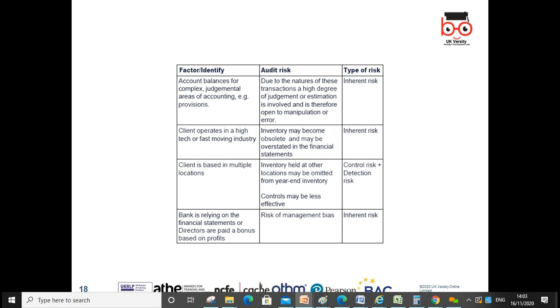Control may be less effective. The bank is relying on the financial statements. Directors are paid a bonus based on the profit. Risk of management bias, yes, if you show more profit. I think the biggest audit risk with a client with multiple locations is the foreign currency exchange. Yes, that can be. Depends if it is many countries or many locations within a country. So it depends.